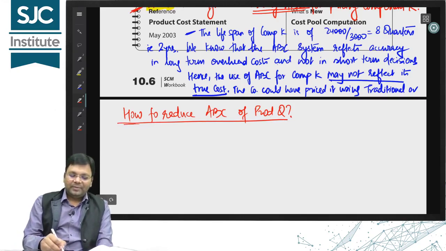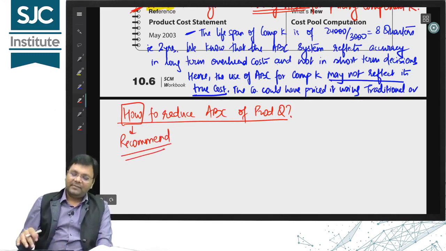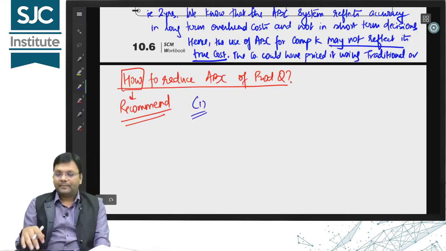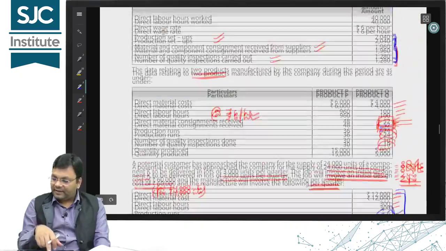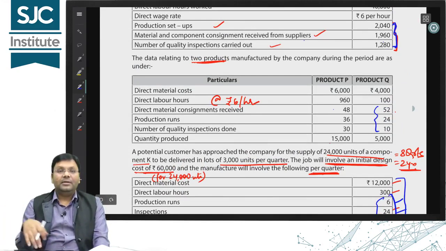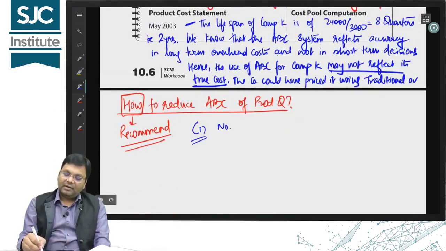Now I am using simple terminology. In an exam question, they may use the word recommend. Recommend how to reduce the activity based cost of product Q. So the answer here would be, the first point of recommendation can be, you see the number of consignments here is very large compared to P. So you can write that the number of consignments is to be reduced.